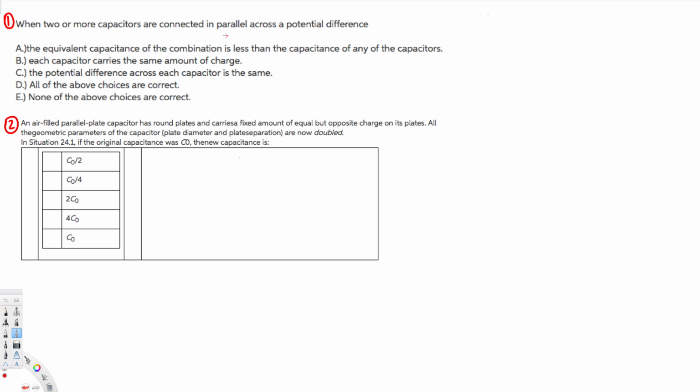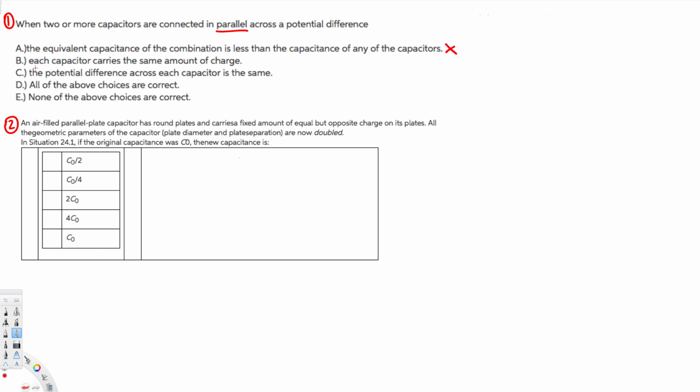So here the key word is parallel, right? This statement is true if it's in series. Whenever we have capacitors in series, the equivalent capacitance is always lower than any of the individual capacitances. But for parallel, it's not true. So this is a wrong statement.